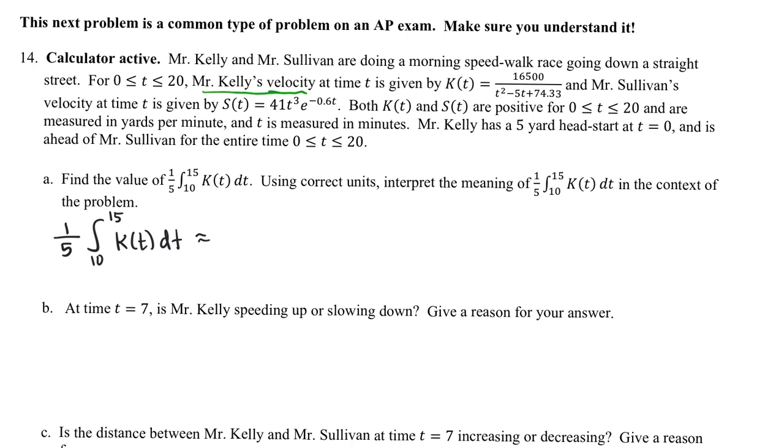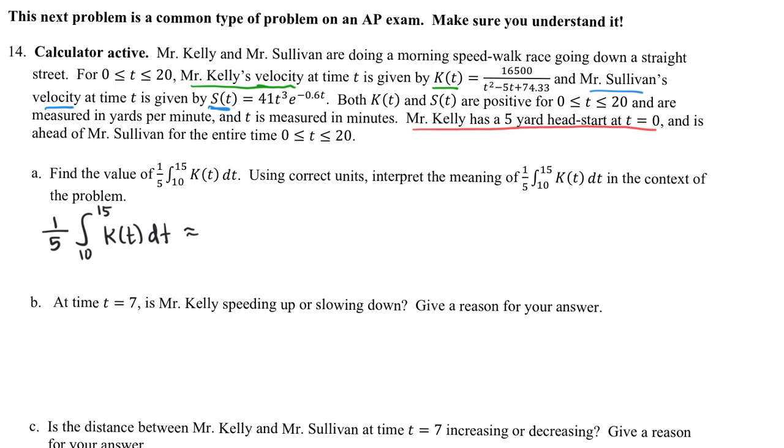is given by the equation K of t. So K is his velocity. Mr. Sullivan's velocity at time t is given by S of t. Both K of t and S of t are positive from 0 to 20, so they're both going in the positive direction the entire time. They're measured in yards per minute. And Mr. Kelly has a 5-yard head start at t equals 0.